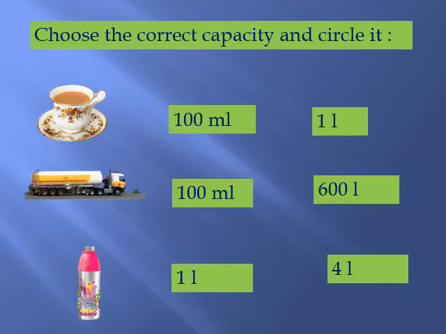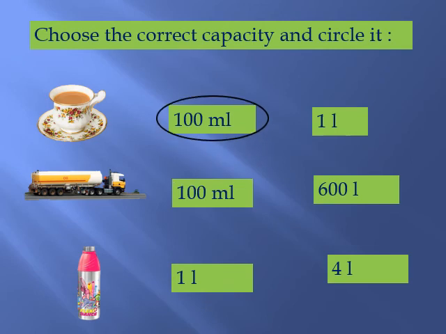Now let's choose the correct capacity and circle it. The first is a cup of tea. What will be the capacity of a cup of tea? 100 ml or 1 liter. The capacity of the cup will be 100 milliliter.